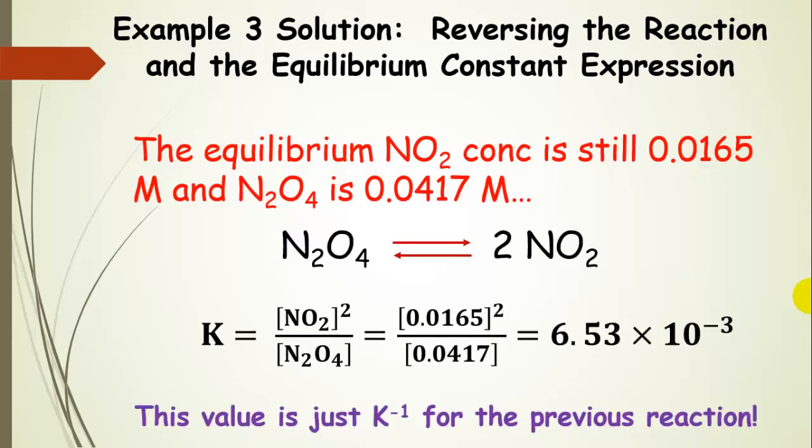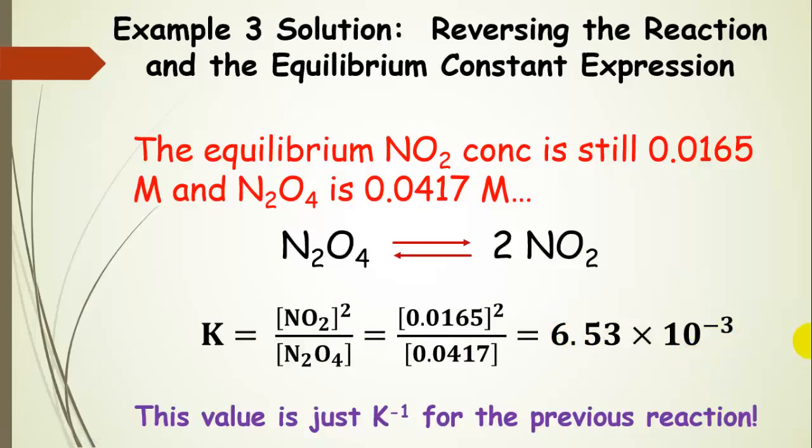All right, so when we do that, now we have nitrogen dioxide as a product to the second power, dinitrogen tetroxide in the denominator to the first power. So our new equilibrium constant expression, still products over reactants, plug in our numbers, and we end up with 6.53 times 10 to the negative 3.